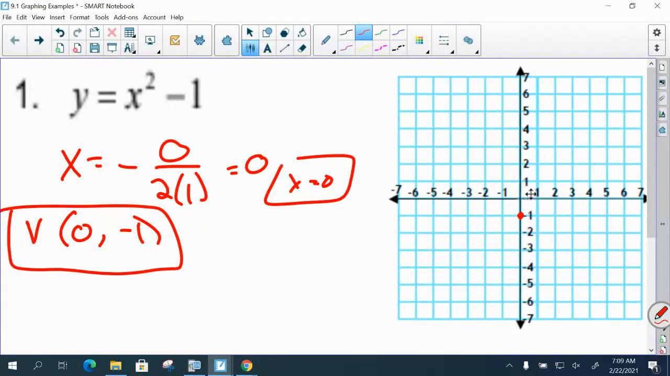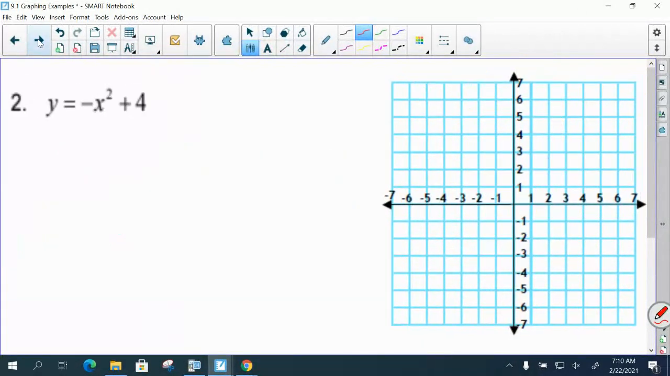At 1, we're at 0. At 2, we said we were at 3: 1, 2, 3, so 3 over that side. And then at 3, we're up at 8. If you wanted to plot as many points as you could, that's how you would do it. That's traditionally how we would graph these types of equations. With the calculator, they just make it simpler.